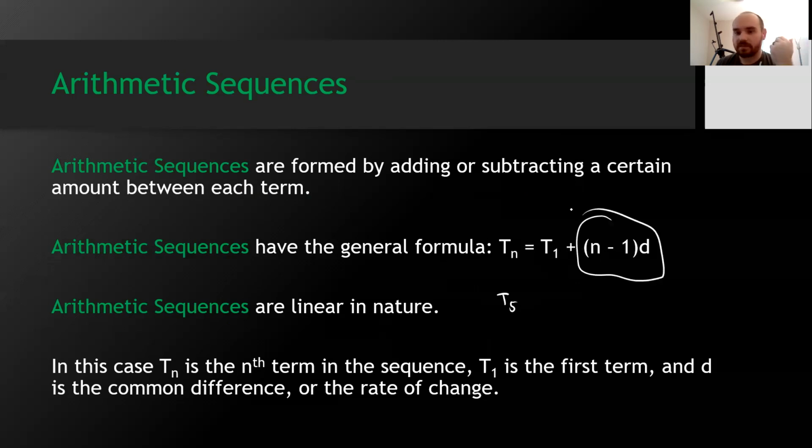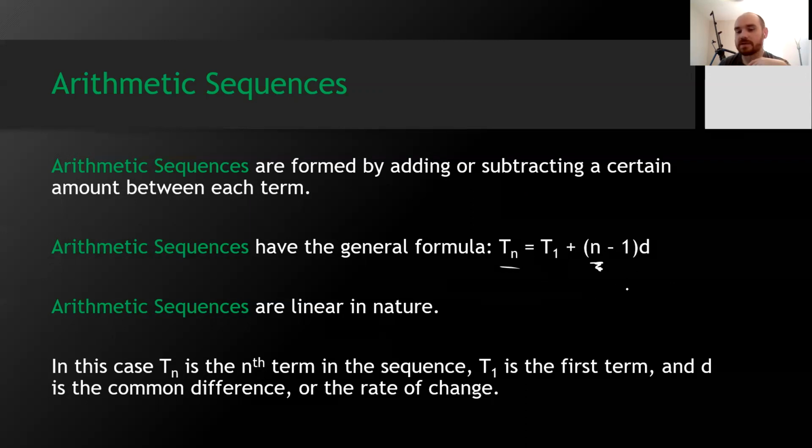And that can get kind of confusing. So anyway, t sub n equals t sub 1 plus n minus 1 times d. N is just a number. We can pick whatever we want. It's the term number, basically. And then d is the common difference, or the rate of change.